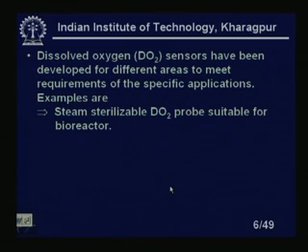Now, these reactors have to be sterilized. So, for this DO2 probe, there are some DO2 probes which are suitable for sterilization. That means this probe is to be sterilized. How will you sterilize it? You have to heat the entire reactor along with the DO2 probe to 120 degrees centigrade, which you have to do by superheated steam. That means from the boilers you have to pass that steam, so that the reactor will be sterilized.